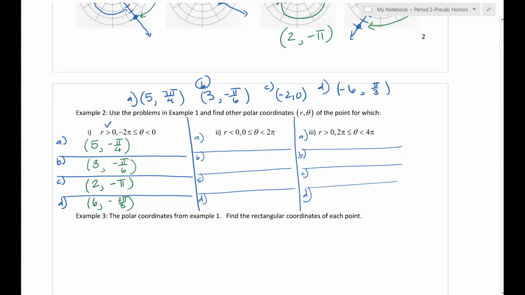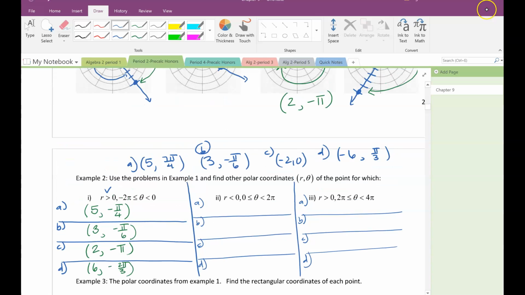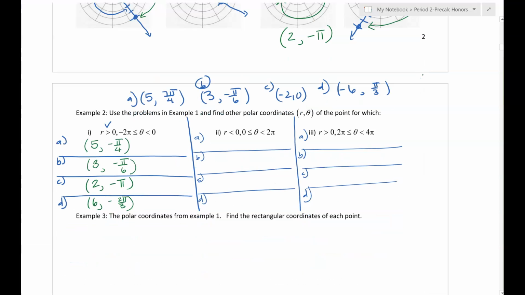So what I'm going to do here is I'm going to work out A and B with you for 2i's and 3i's, and I'm going to leave C and D for you guys to try on your own. So next, I will get a green pen. Okay, so let's do A and B on both 2i's and 3i's.